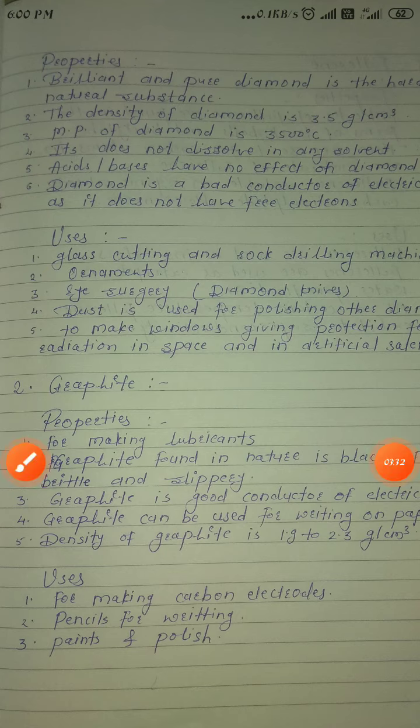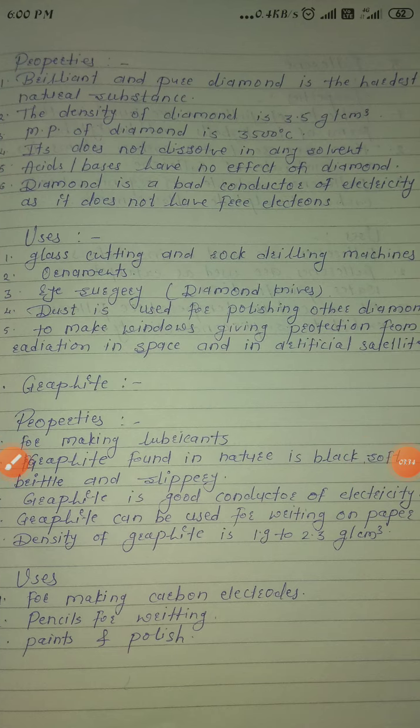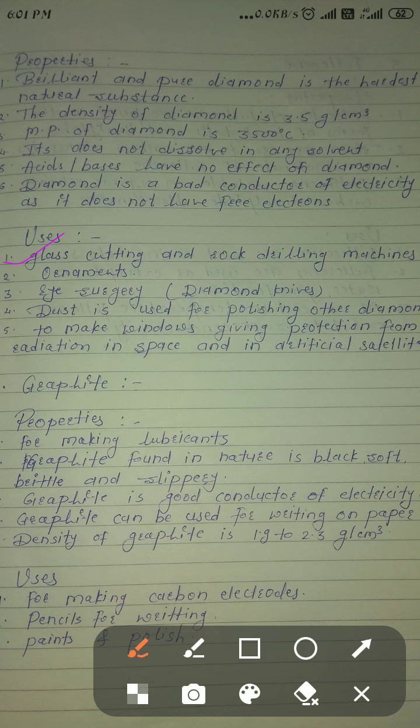Then uses. What are the uses of diamond? First, glass cutting and rock drilling machines. Then ornaments. Then eye surgery. Diamond dust is used for polishing other diamonds, for making windows that give protection from radiation in space and in artificial satellites.